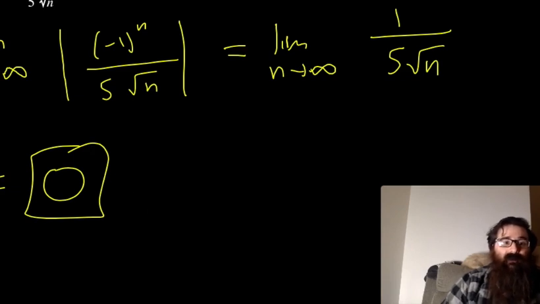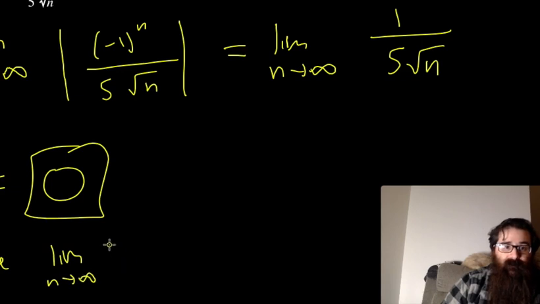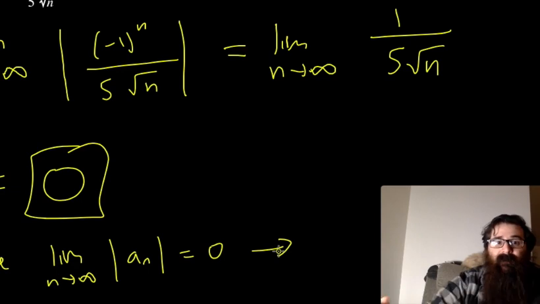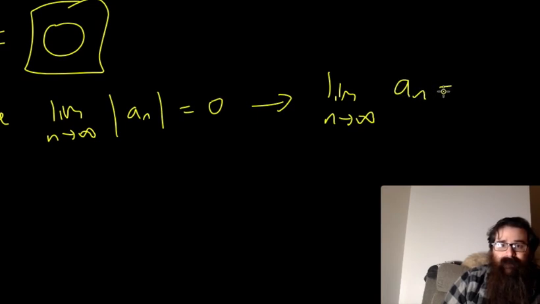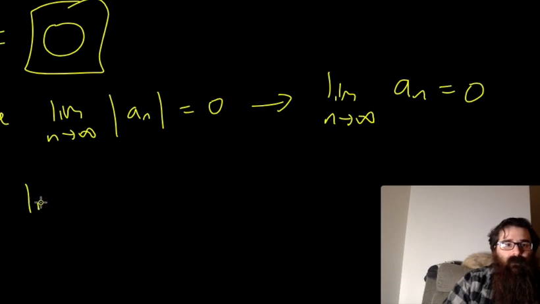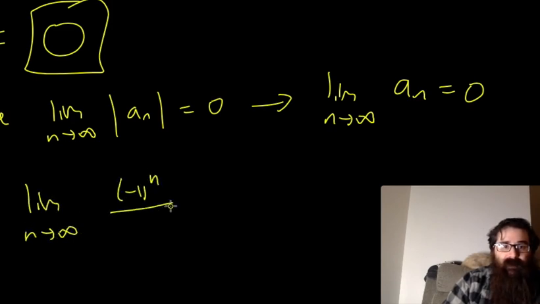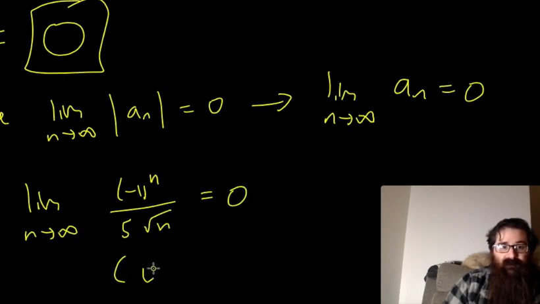And since the limit as n goes to infinity of the absolute value of a sub n gave me 0, this means that the limit as n goes to infinity of a sub n goes to 0. So that means the limit as n goes to infinity of -1 to the n divided by 5 times square root of n is 0, which means that we have a convergent sequence.